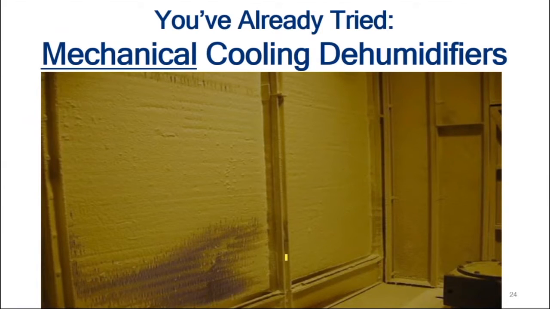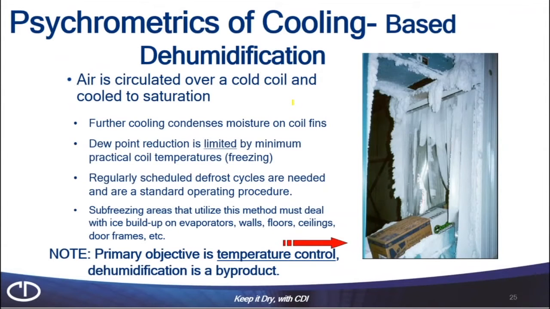What is the limitation of mechanical cooling? Well, with mechanical cooling, we're going to take air from the space, circulate it over a cold coil, and cool it to the point of saturation, and as we keep going, down to the point of freezing. But let's just start with cooling to the point of condensation. So the air across the coil reduces in temperature, which reduces its capacity to hold moisture. That moisture then is going to condense out on the coil fins.